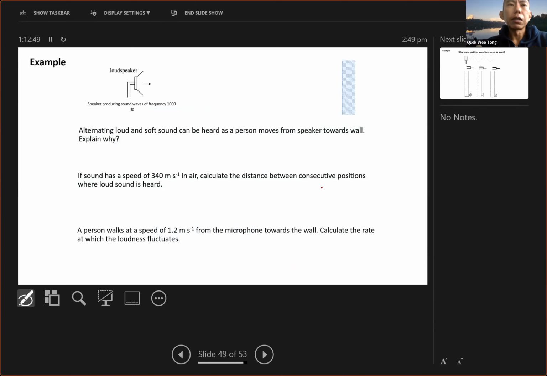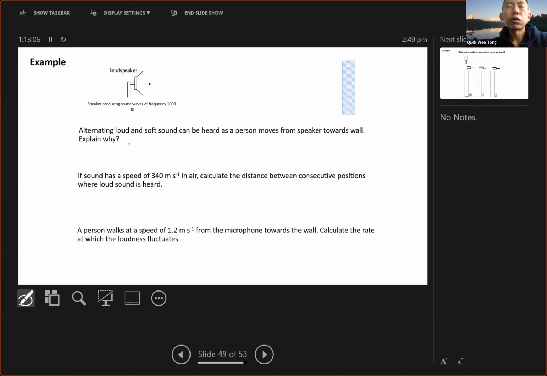This example, okay, let's start. I forgot to include the answer. Alternating loud and soft sound can be heard. Okay, I'll just narrate it out, because my mouse cannot write. It can be heard as the person moves from the speaker to the wall.